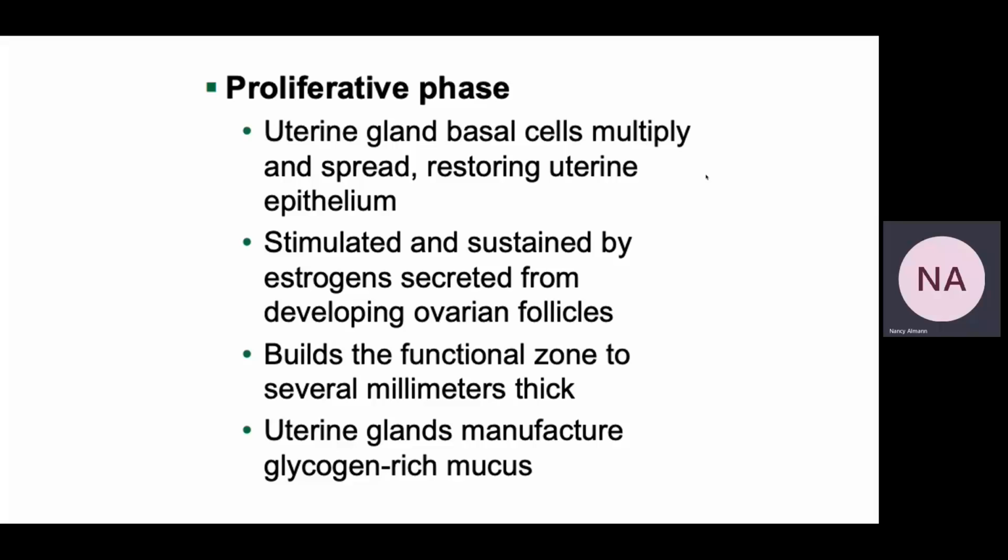This means that the functional zone of the endometrium will actually build up to several millimeters thick. You have these uterine glands that are going to manufacture glycogen-rich mucus, and that glycogen is there to help support the fetus if implantation occurs.